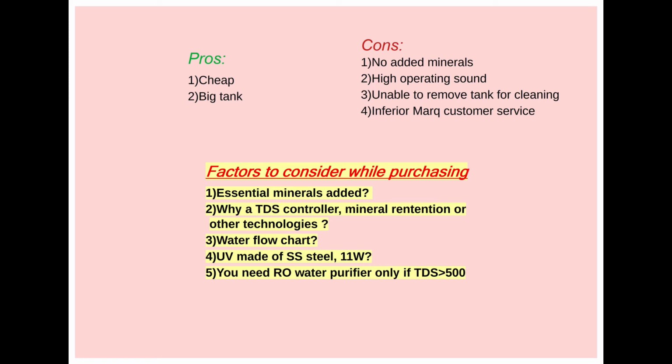And the last and important thing: you don't need RO for all your water needs. Suppose your inlet water has TDS less than 500, you never need an RO plant, because RO removes all the minerals from your water, and it creates a lot of reject water, and a lot of water is wasted. So these are the things you have to consider while purchasing an RO purifier, or a water purifier in general.